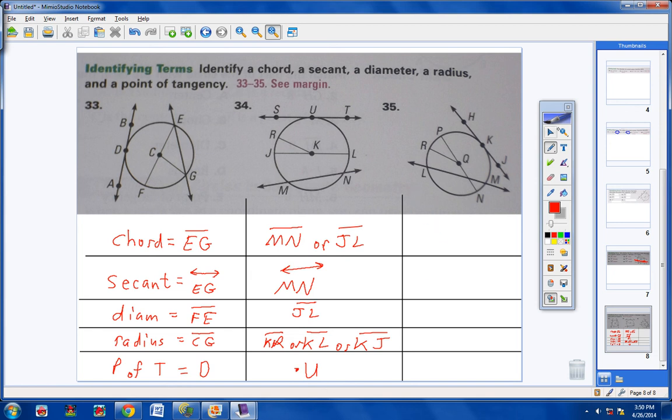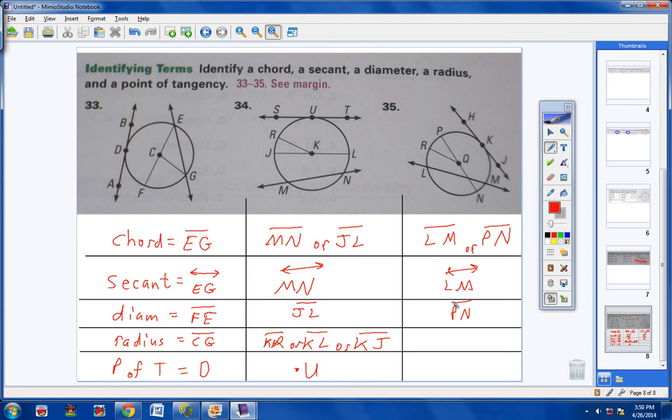So here we go. Name a chord in this circle. There's actually quite a few. You could say segment LM, that's a chord, or you could say segment PN, that's also a chord. Any of those. How about a secant? We're looking for a line that passes through the circle in two places. I see line LM or ML. Line LM passes through the circle in two places. Now, how about diameter? I only see one diameter, and that's segment PN. Segment PN is a diameter.